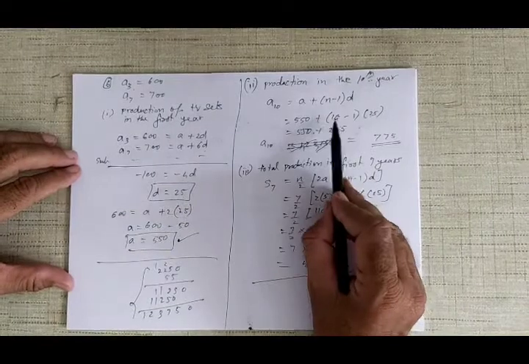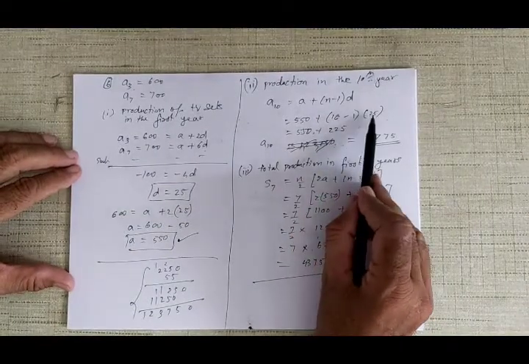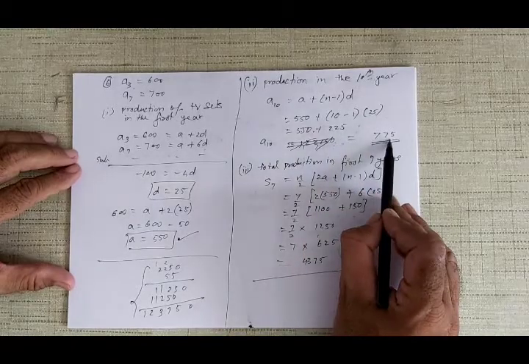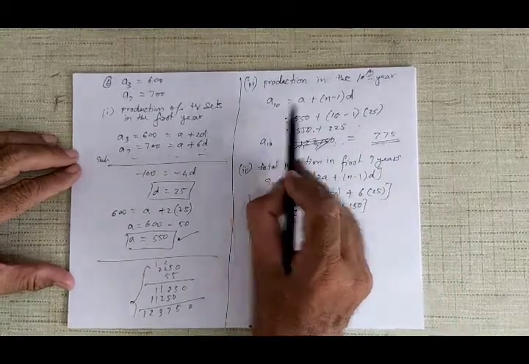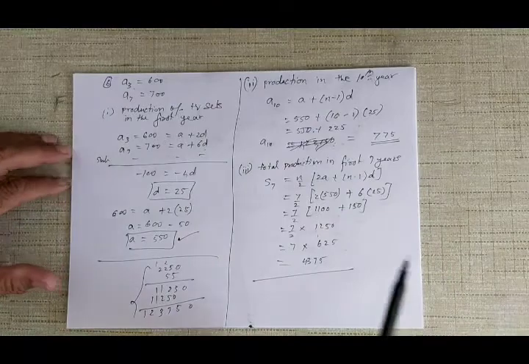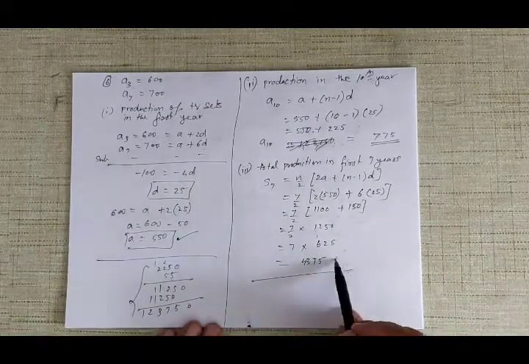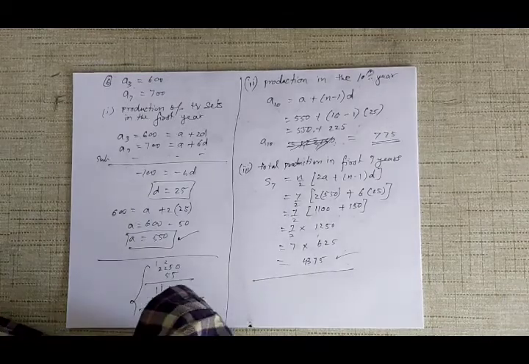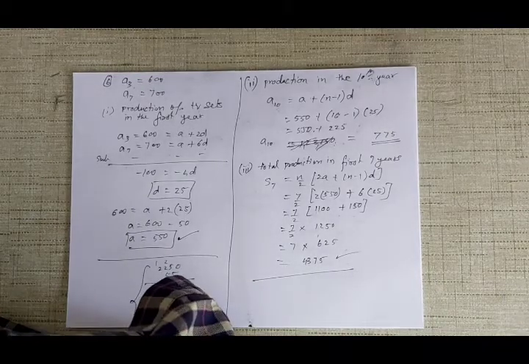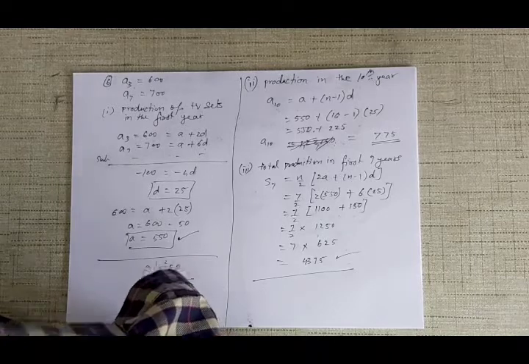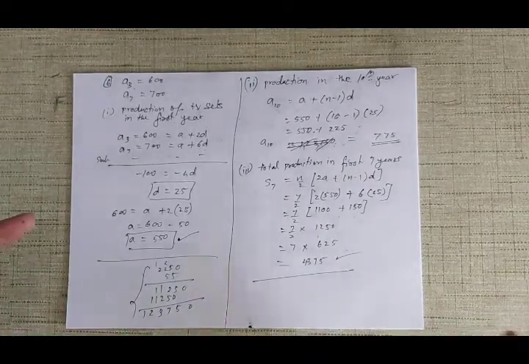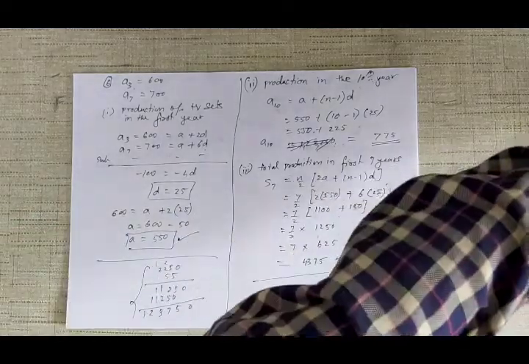All right, so you get 550 plus 10 minus 1, that is 9. 9 into 25 is 225. 550 plus 225 is 775. That is production in the 10th year. Okay, and of course this is S of 7 is 4375. That's fine. All right, so this is what I'm showing you, the sum of n natural numbers, the sum of odd natural numbers, even natural numbers, the sum of any number of terms of an AP. This is the formula for finding various terms of an AP.